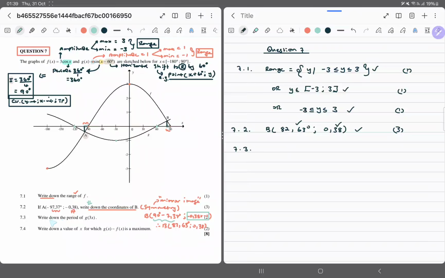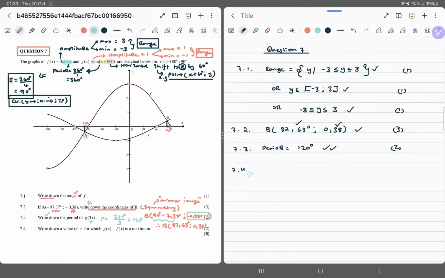Okay, let's move on. To write down the period of G, remember X was a single angle, now it's triple, so the period is going to be divided by this one. So the period here is going to be 360 degrees divided by 3, the coefficient of X, which gives us 120 degrees. Again, we are writing down, so we'll just write period is equal to 120 degrees, and that's it. So we're getting 2 marks for the answer.